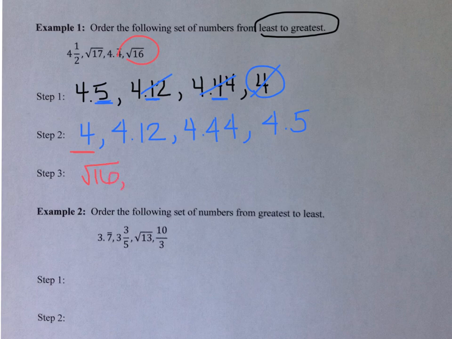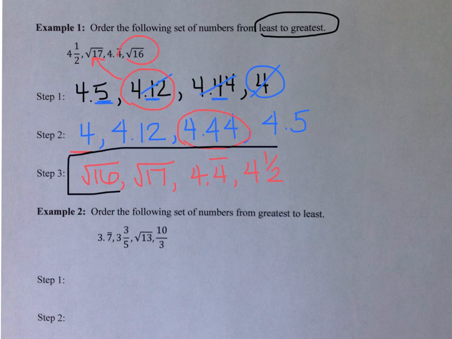Next is 4.12. Well, the original form for 4.12 was the square root of 17. The next smallest was 4.44, and the original form was 4.4 repeating. And then lastly is 4.5, which is 4 1/2. So this is your final answer from least to greatest.